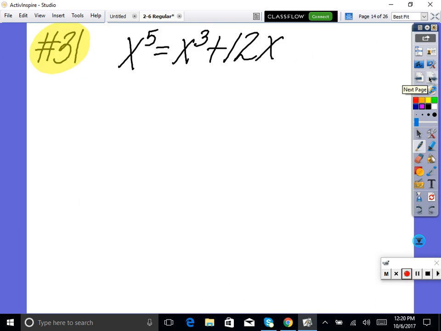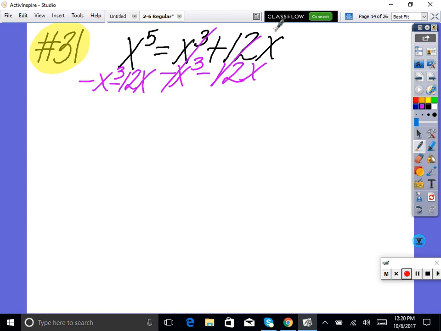Once again, before you can solve a polynomial, it has to be equal to 0. Instead of bringing x to the 5th over this way, that would make it negative. I like to keep my leading term positive. So I'm going to subtract x cubed, subtract 12x from both sides. Now don't start doing weird mathy things that you know better. I can't combine things that are not like terms. So this is x to the 5th minus x cubed minus 12x equals 0.